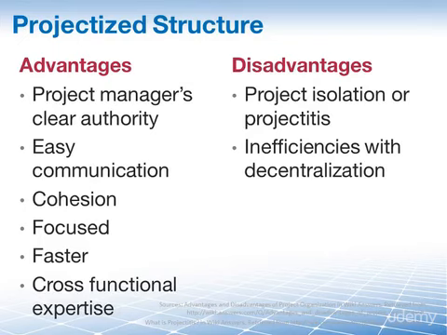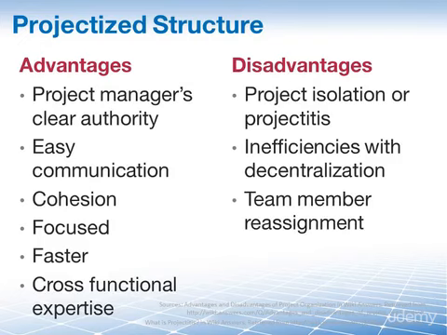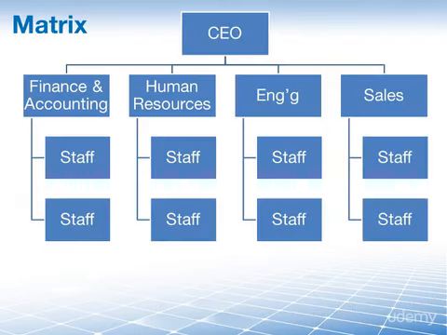For example, there is an additional layer of management in the form of the project manager. And after the project is done, team members may have difficulty getting reassigned. Unlike a project run within a functional organization, they don't really have a routine day-to-day job that they can return back to. And then, of course, there is the matrix organization.